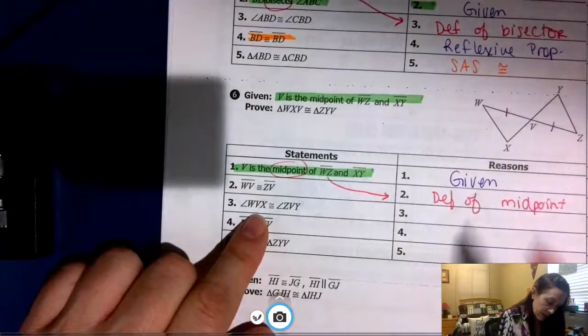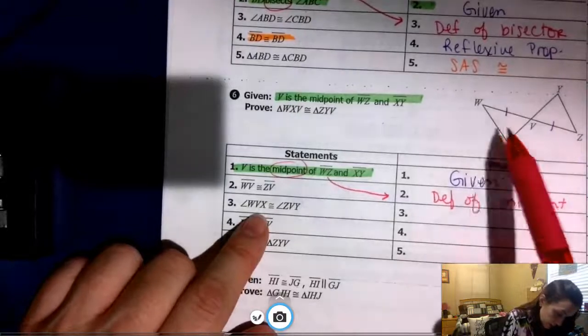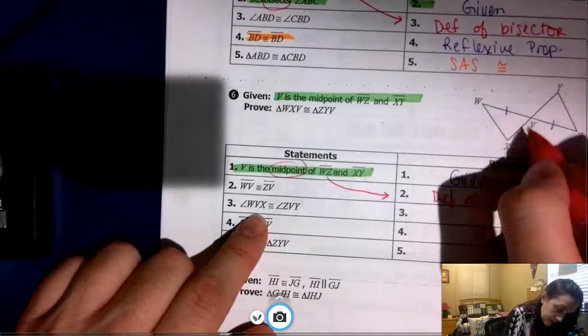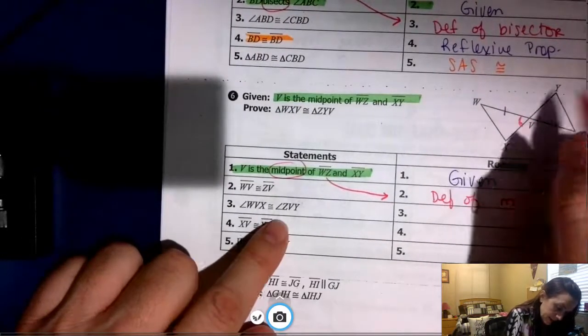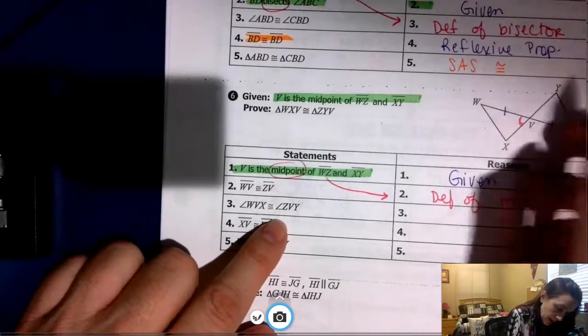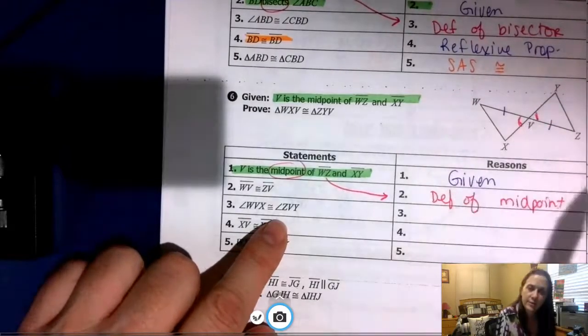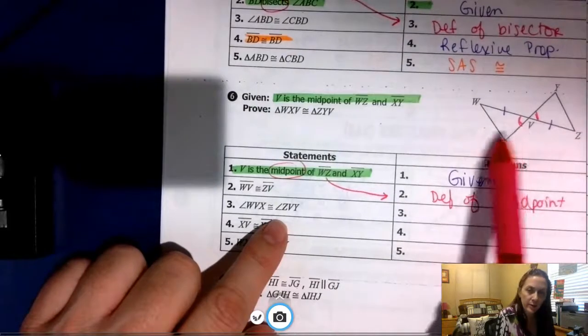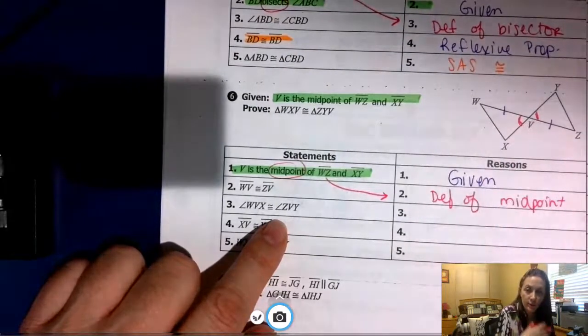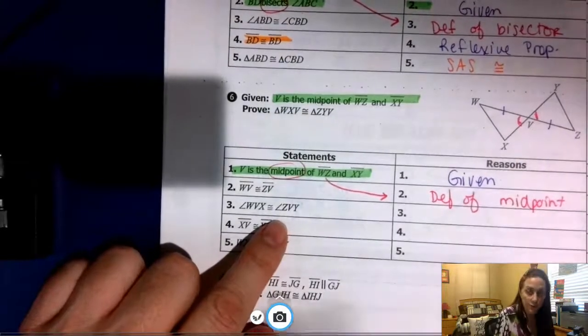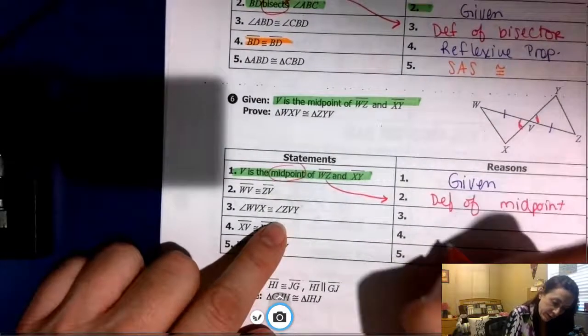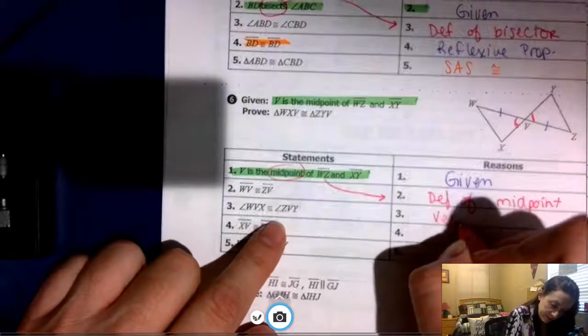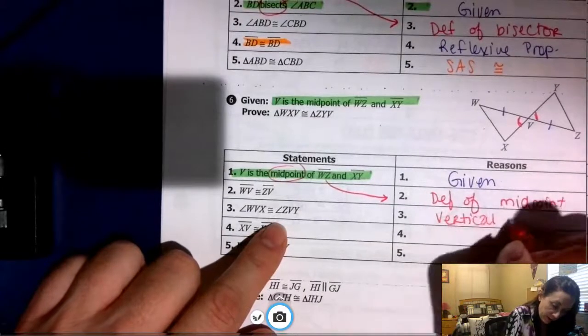Now I also know that angle WVX, this angle over here, is equal to this angle ZVY over here. Can you tell me why we think those angles would be congruent? Hopefully we remember back from the first week. These are vertical angles, and vertical angles are congruent.